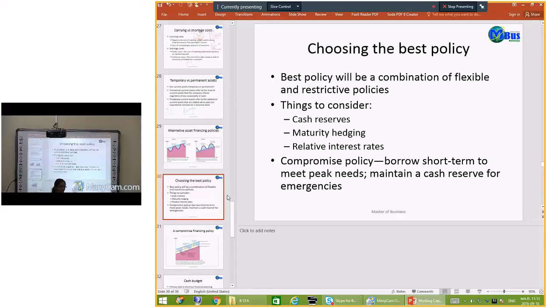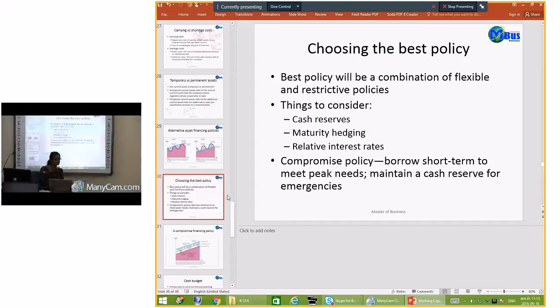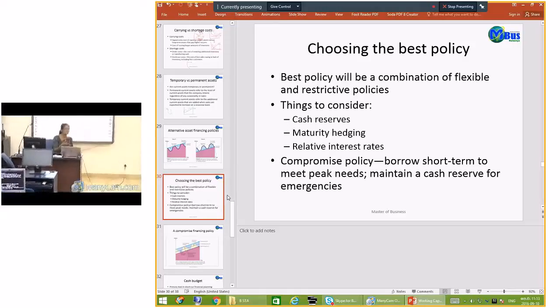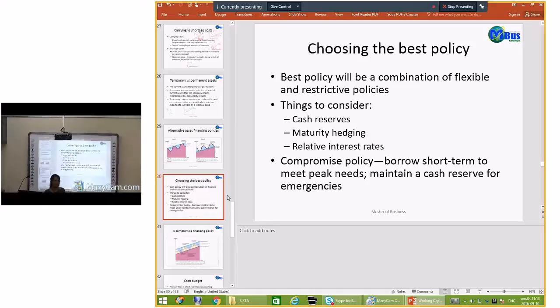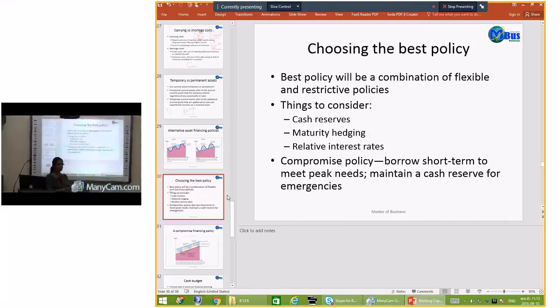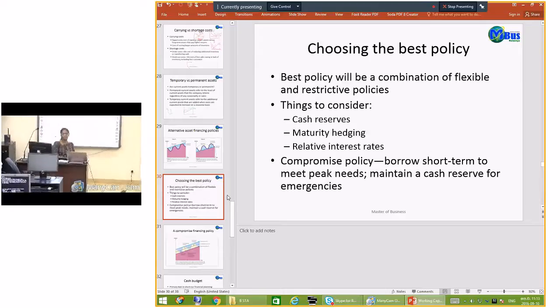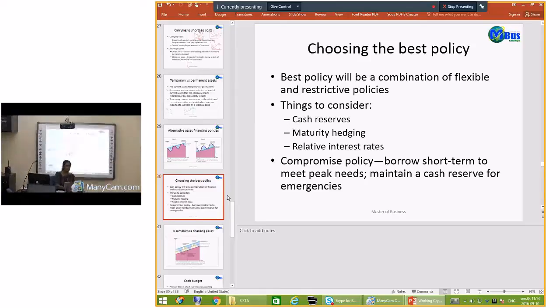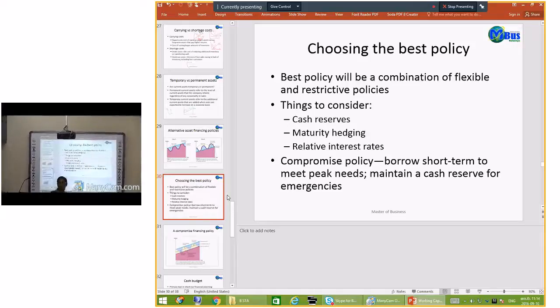So we always have to make sure that we have financed our long-term assets using long-term funds. Long-term or permanent working capital, the permanent current asset, is fixed for the company. So it doesn't matter that we use long-term funds to finance permanent current assets. Then relative interest rates. Normally it says that long-term interest rates are higher. Is it?